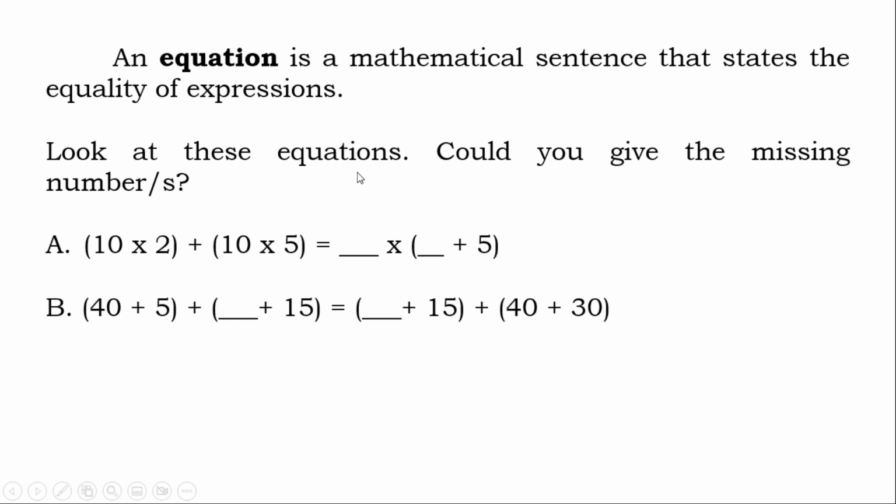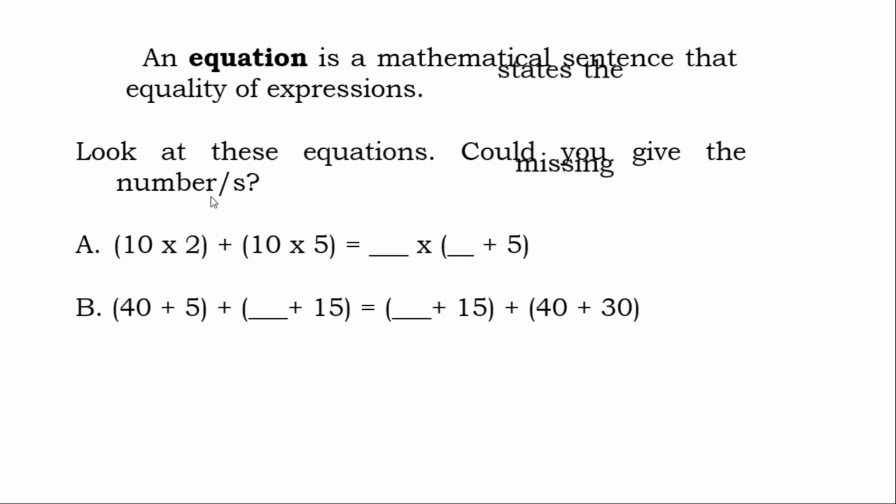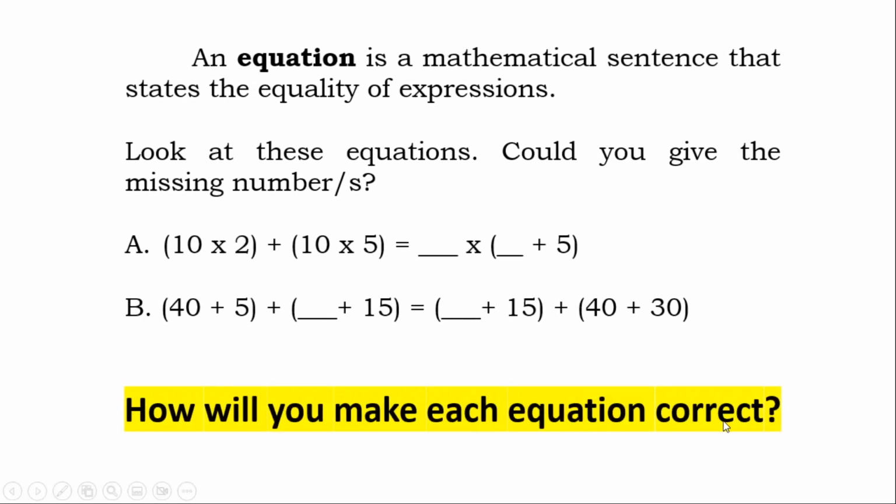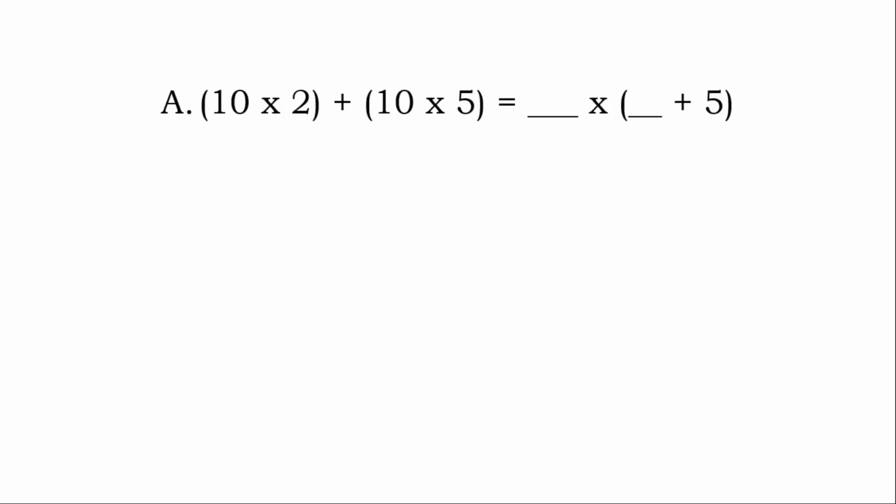Okay, look at these equations. Could you give the missing numbers? And how will you make each equation correct? In this sequence, we need to determine first the numbers inside the brackets. These are the numbers inside the brackets: 10 times 2 and 10 times 5.